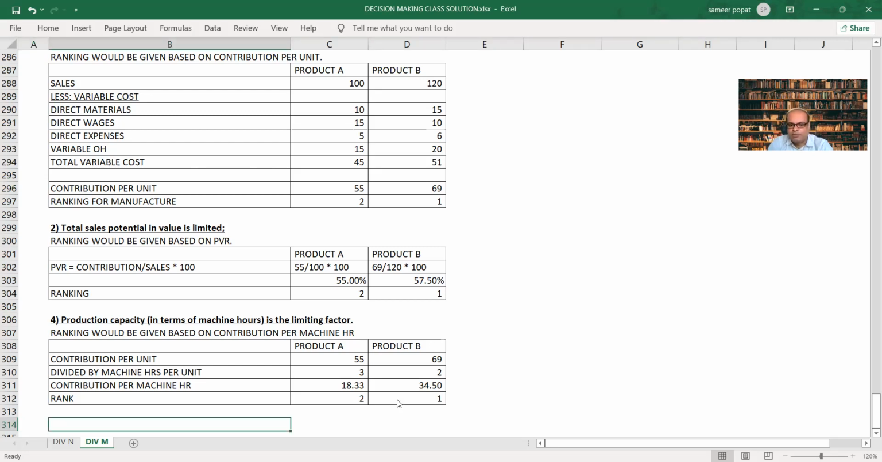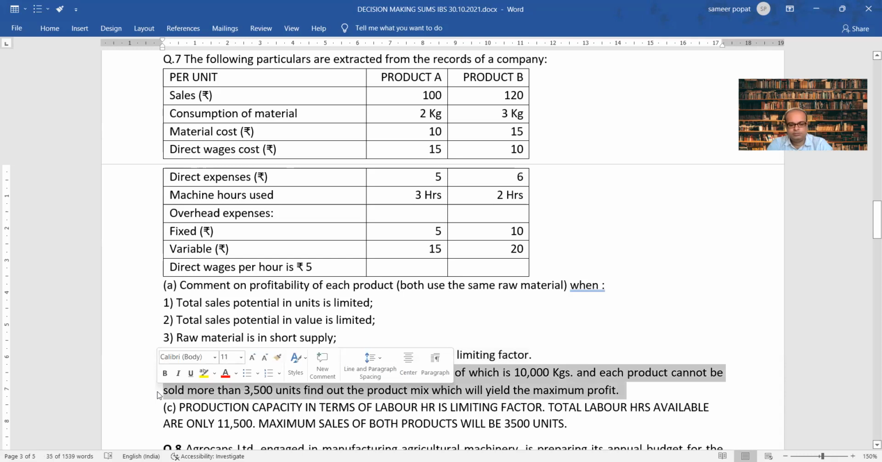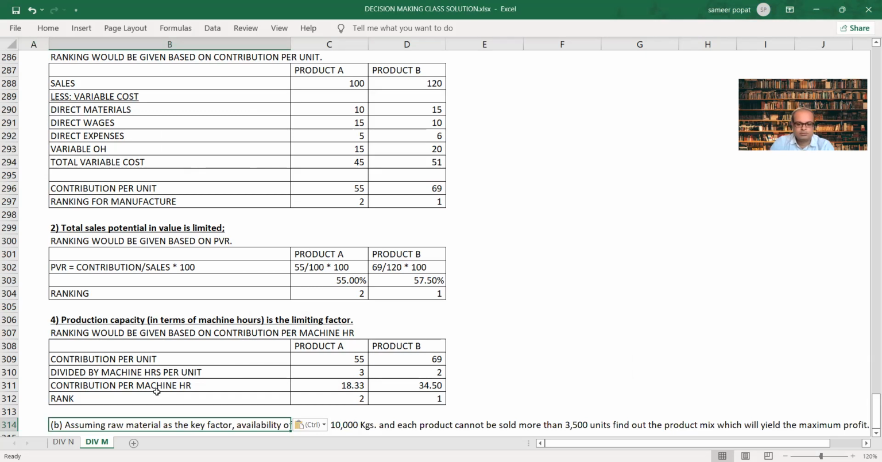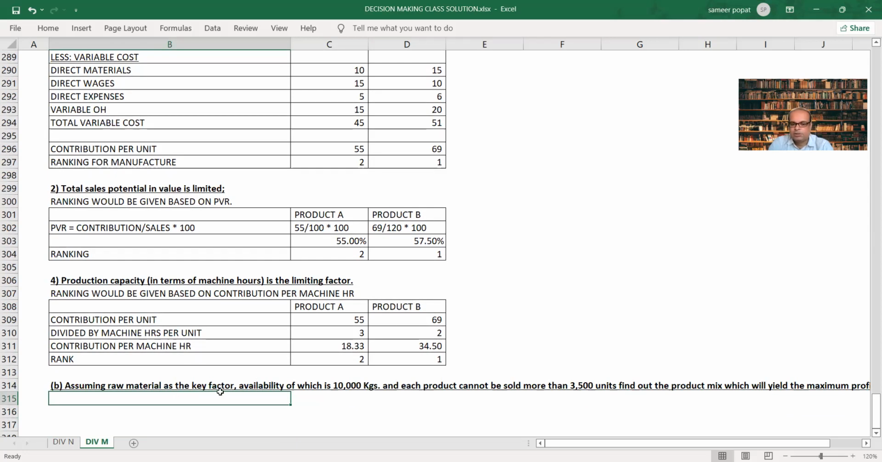Now let us start with point number B here. It says assuming raw material is a key factor, availability of which is 10,000 kg, and each product cannot be sold for more than 3,500 units. Find the product mix which will yield the maximum profit. Okay, so here raw material is a key factor which is available to the extent of 10,000 kgs, and each product, the market demand is 3,500 units. Okay, and we need to decide the product mix which will yield the maximum profit. Just a minute.